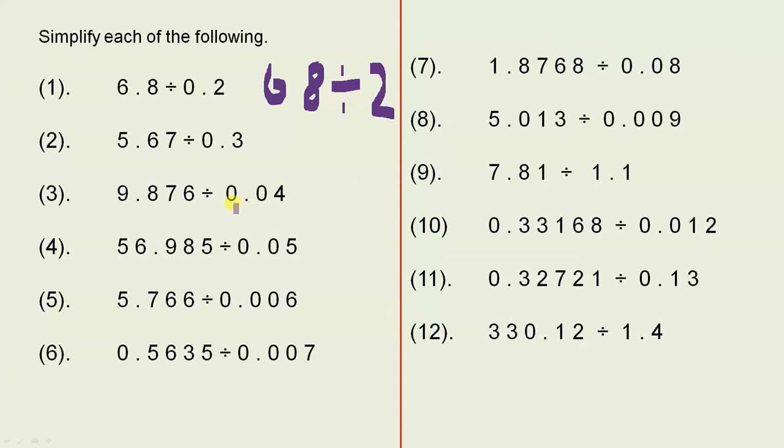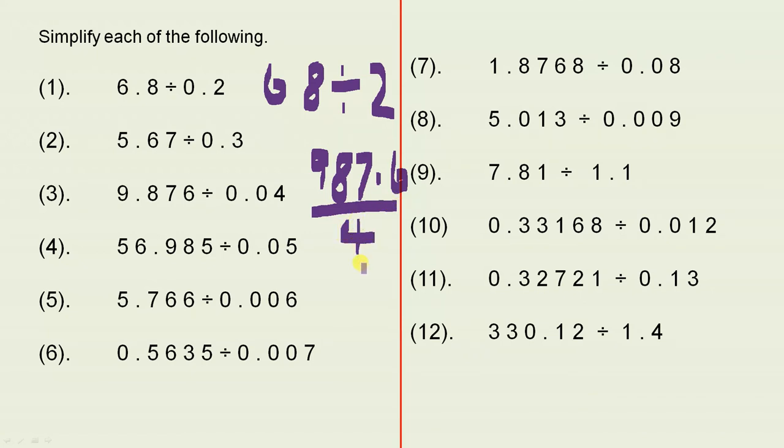Let's quickly go down to this one. This is 0.04. Now we have 9.876 divided by 0.04. To make this a whole number, you move it 2 places to the right. So you do the same thing here. You move it 2 places to the right. So basically what we have then, very quickly, is 987.6, and we're dividing that by 4.